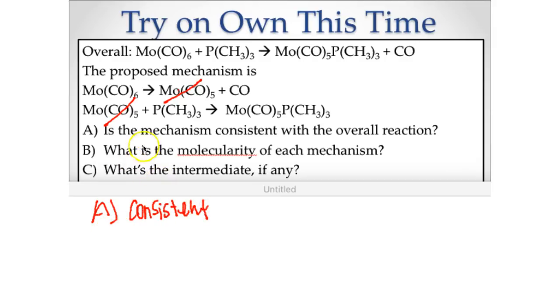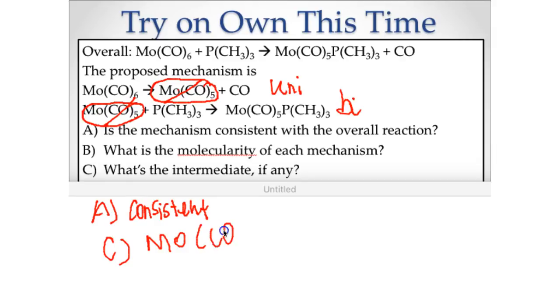Part B says, what is the molecularity? So here, there's only one reactant, so this is unimolecular. Here, there's 2, so this is bimolecular. What is the intermediate? So this guy is produced, and then it's immediately consumed. So part C would be MoCO5. So that would be the answer to that problem.